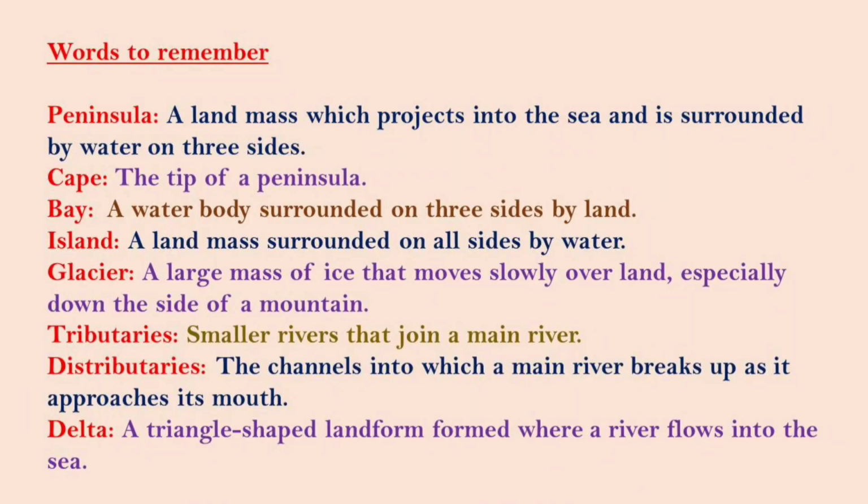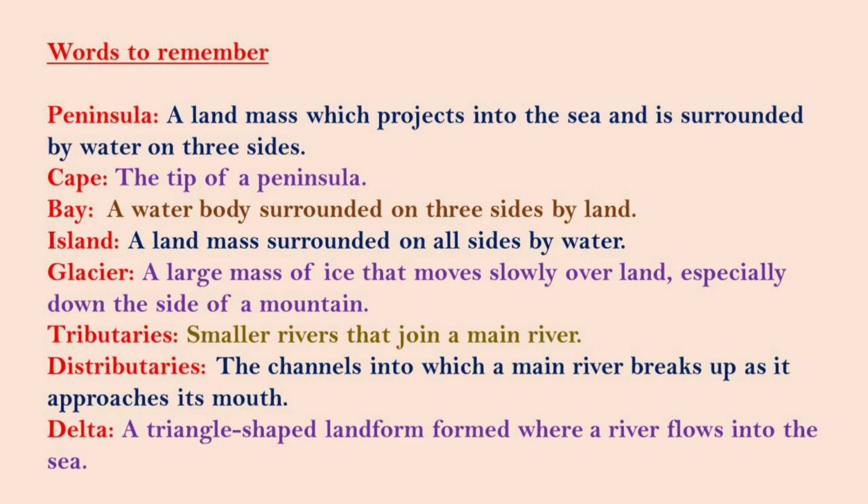Words to remember. Peninsula, a landmass which projects into the sea and is surrounded by water on three sides. Cape, the tip of a peninsula. Bay, a water body surrounded on three sides by land. Island, a landmass surrounded on all sides by water. Glacier, a large mass of ice that moves slowly over land, especially down the side of a mountain. Tributaries, smaller rivers that join a main river.